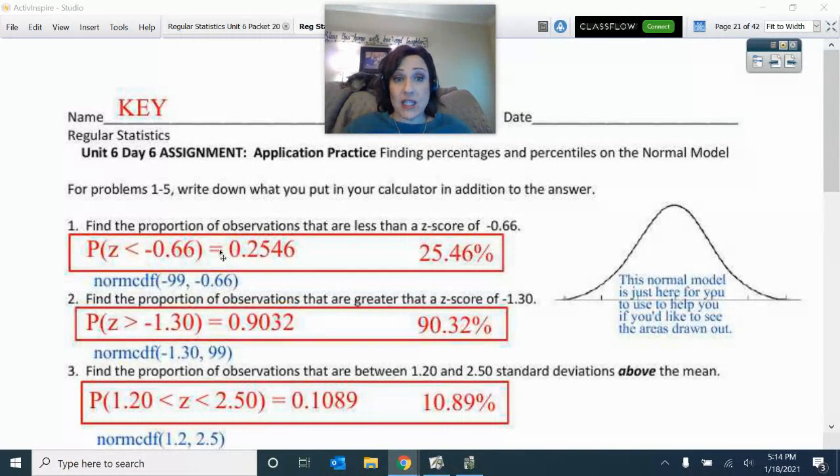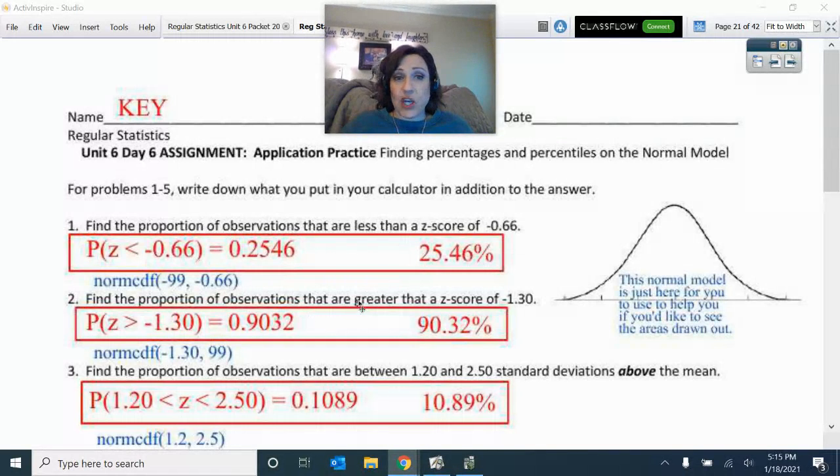When I put it into my calculator, what I have here in blue, you do not have to write down. This is just so you know what I put into my calculator. Think about it this way: if you were going lower, this lower area, then you're going from negative infinity up to that z-score. So you go from negative 99 up to negative 0.66, and that gives you this decimal. Make sure you round to 4 decimal places correctly. When you get to that fourth digit, you look at the one behind it to see if it goes up or stays that value. And then turn it into a percent.